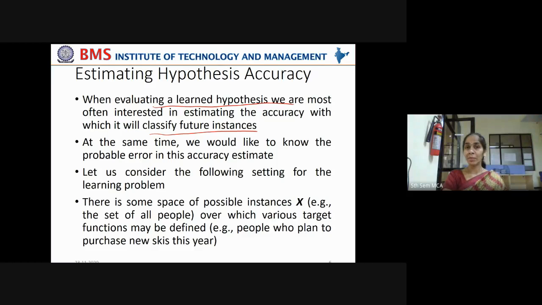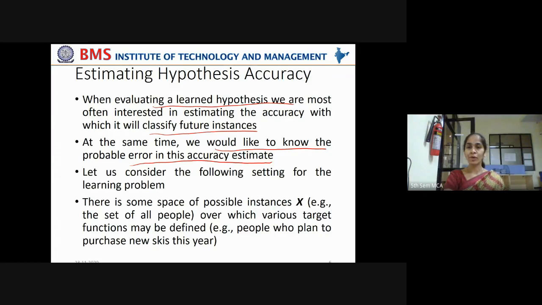Now, is it performing in the same way with a new data point, with new patient symptoms given? That is of high concern, right? Only if it is predicting well with the new data points also, then we say that your machine learning model is performing very well. At the same time, we would like to know the probable error in this accuracy estimate. If any error is associated with the accuracy estimation, what type of error it is, what is the probable error associated with it, that also should be known.